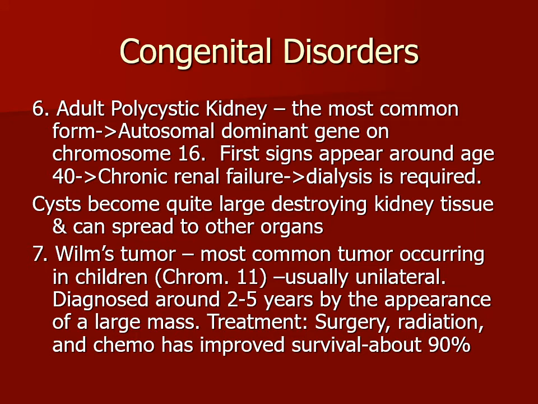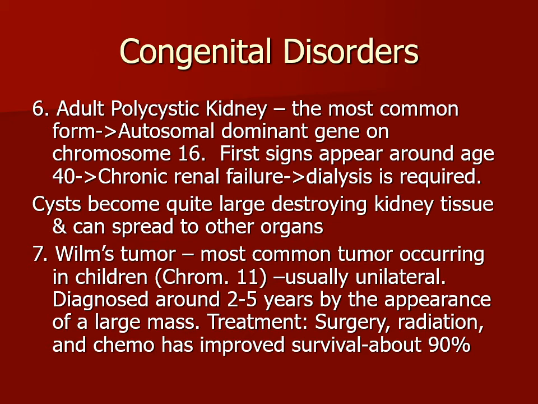Adult polycystic kidney. When you see this particular type of situation in the advanced stage, it presents with a lot of blisters on the surface of the kidney, and these blisters are filled with urine. So it's very unusual looking. It can cause a floating kidney because the kidney can actually move up out of position. But the most common form is an autosomal dominant gene on chromosome 16.